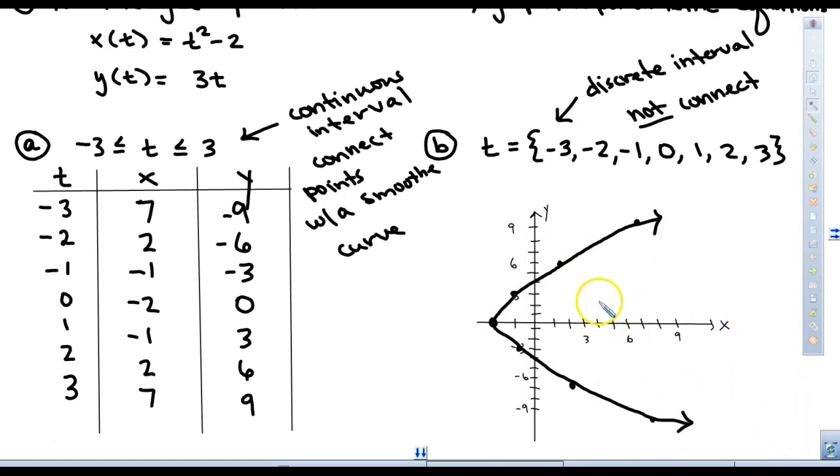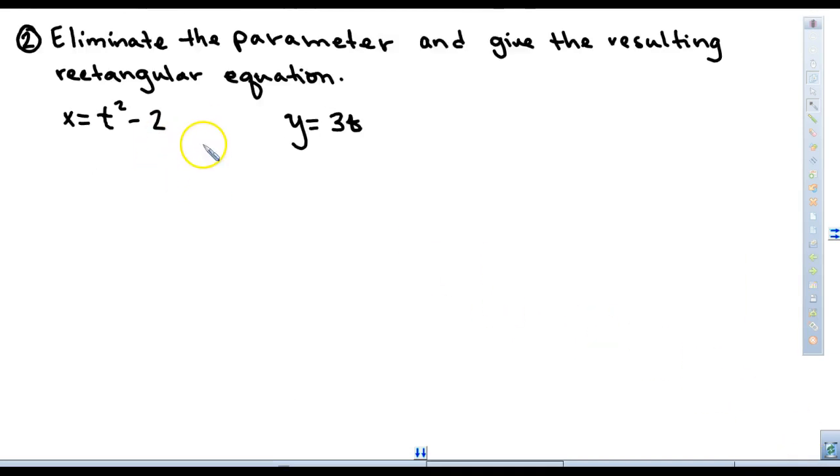All right, now let me show you why I know that this is a sideways parabola. Because we're going to do what's called eliminating the parameter. That means, remember, your parameter is time, that's t, so that means we're going to eliminate t out of this situation, and we're going to give the resulting rectangular equation. And a rectangular equation is nothing more than an equation that's only in terms of x and y. It's the same kind of equation that you've been graphing forever up until this point, okay?